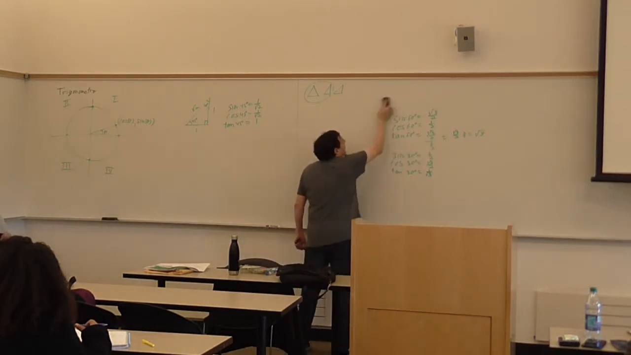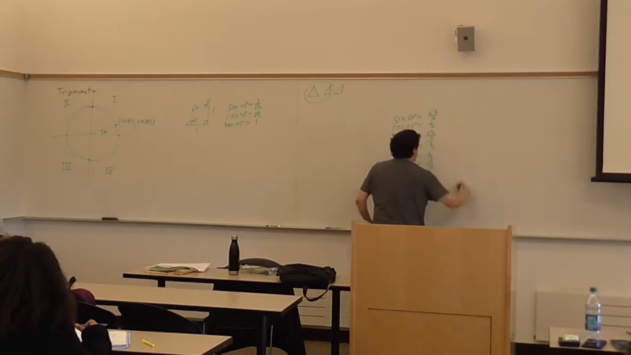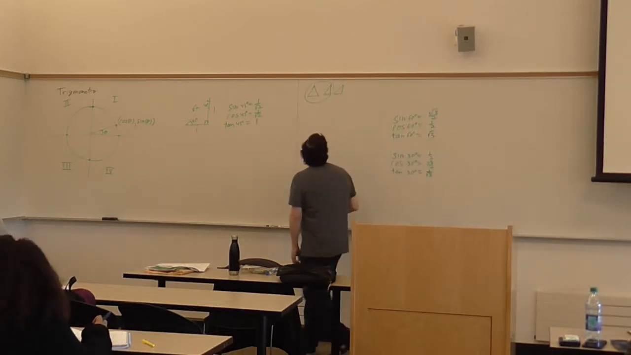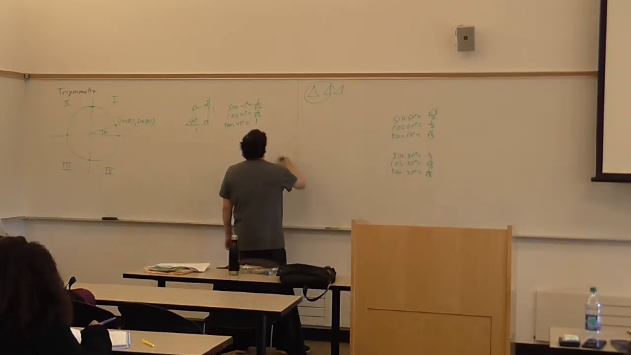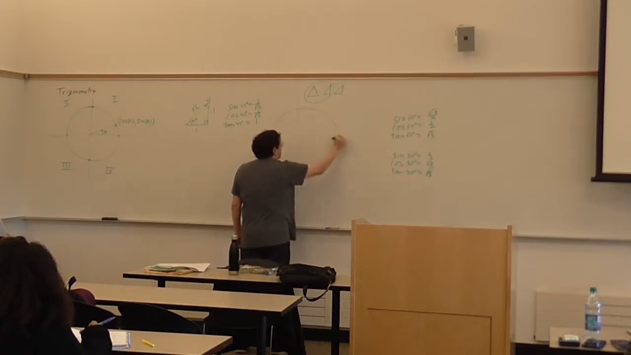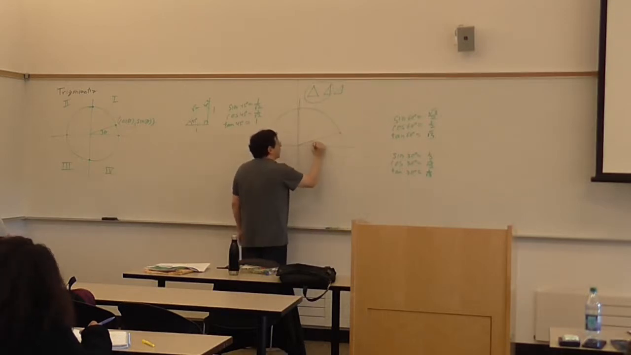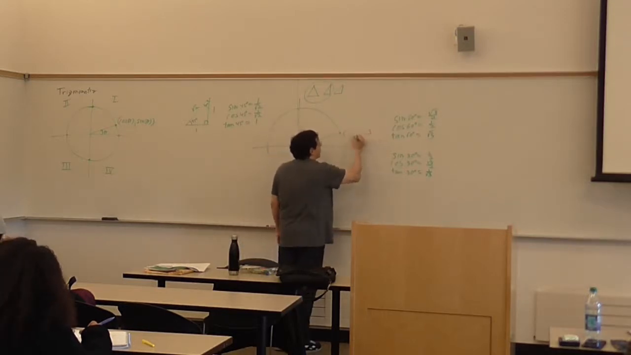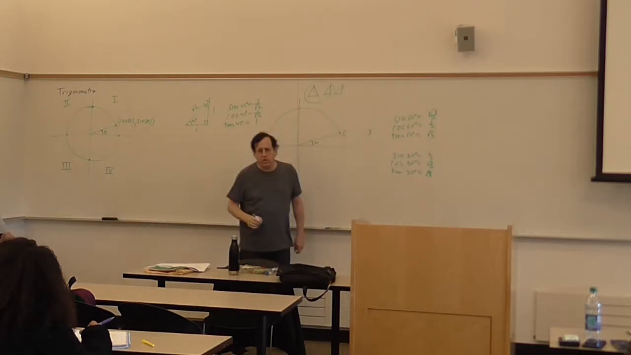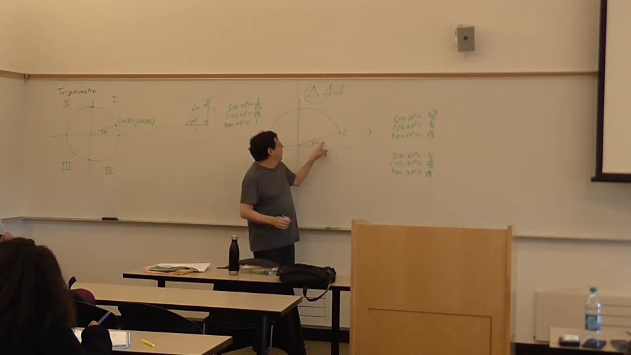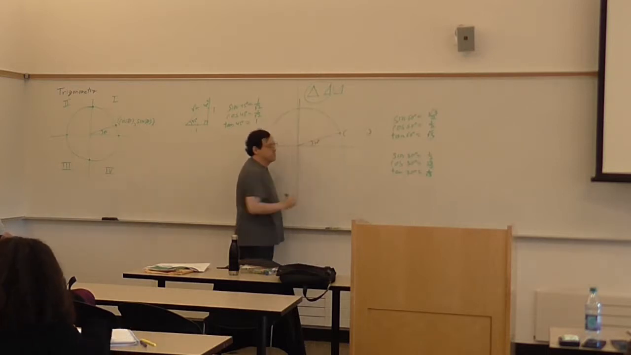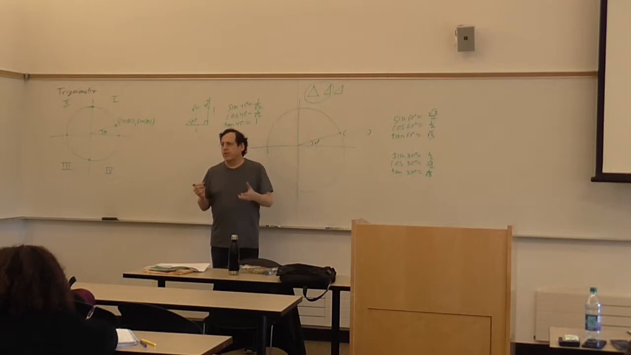I guess it would be nice if I left these up. And draw my circle here. And I'm just going to start here with 30 degrees. And I want to find the cosine and the sine of that. So, Ian, what would the cosine of 30 degrees be? Looking for an exact value.